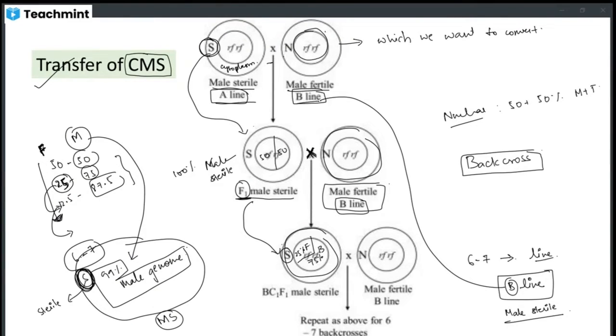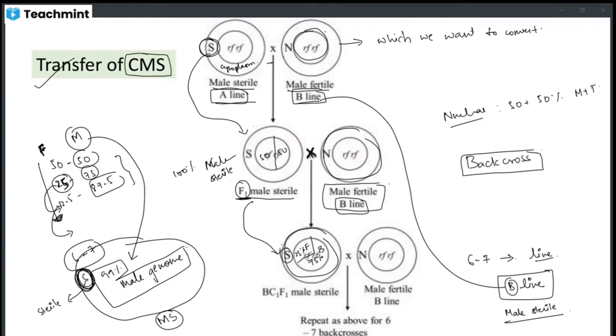Sir, cytoplasmic matrix is gene. No, you need to be clear, tell me once again. Sir, the male sterile gene will be located in mitochondria. Yeah, where will the mitochondria be present? In cytoplasm. So always the mitochondria as well as cytoplasm will be coming from which side? Female side.